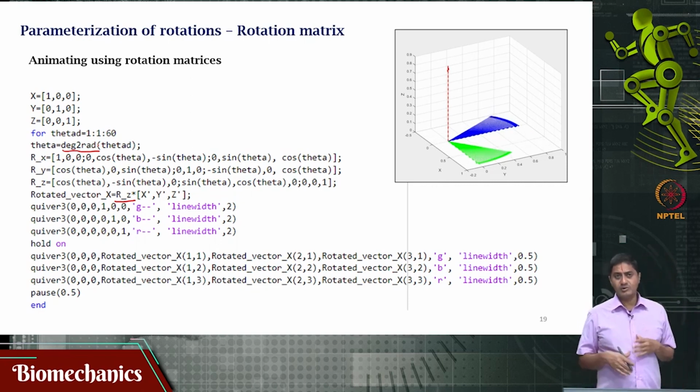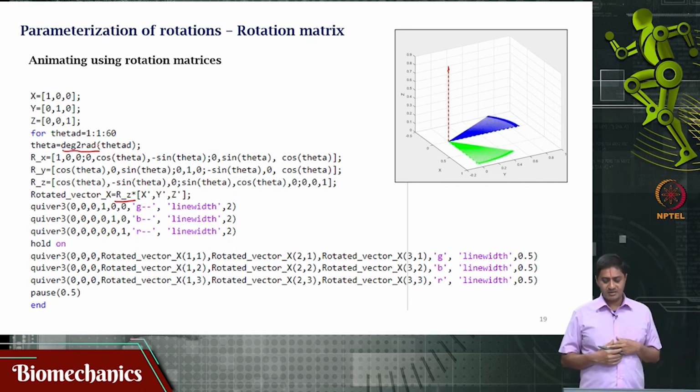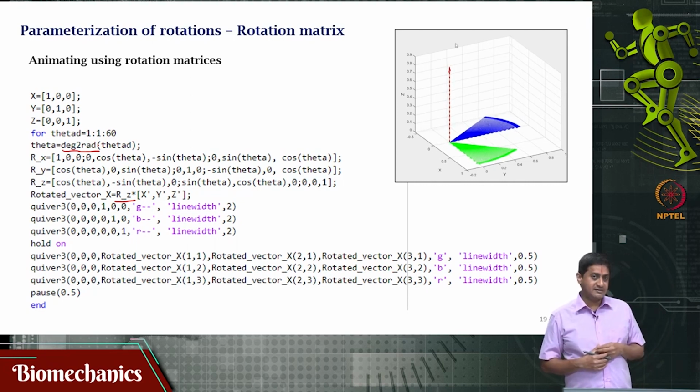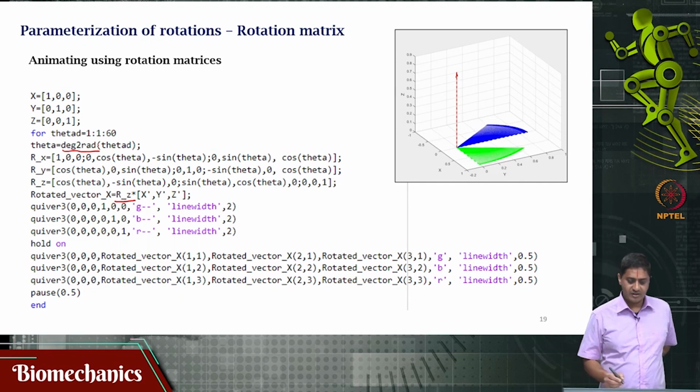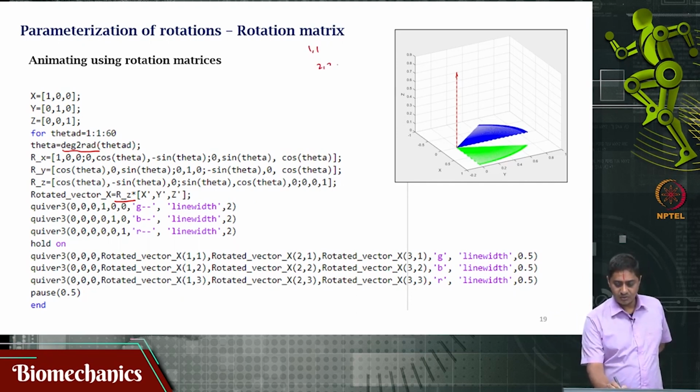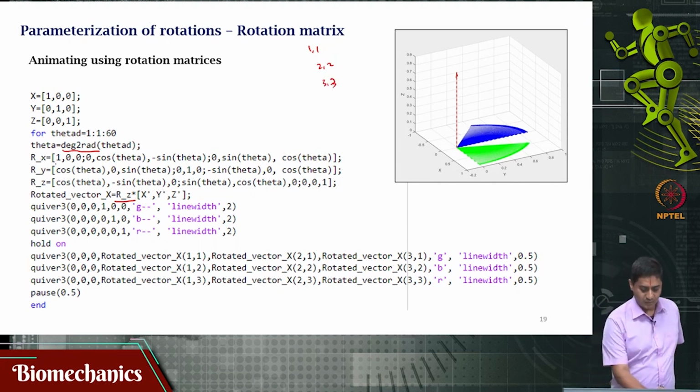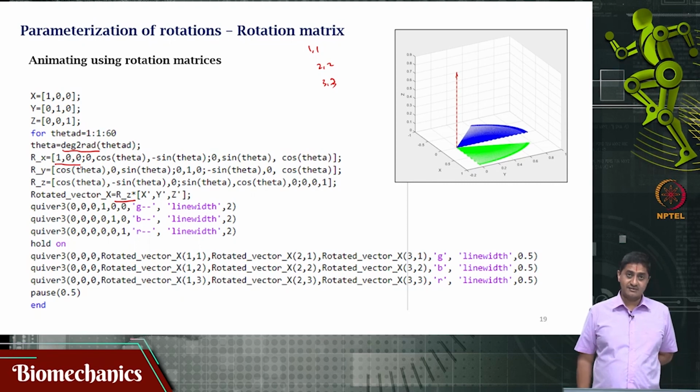How do you know about which axis the rotation is happening? That is the axis that is going to have 1 either at 1 comma 1 or 2 comma 2 or 3 comma 3. If it is going to have 1 at 1 comma 1 in this matrix, the axis of rotation is x.